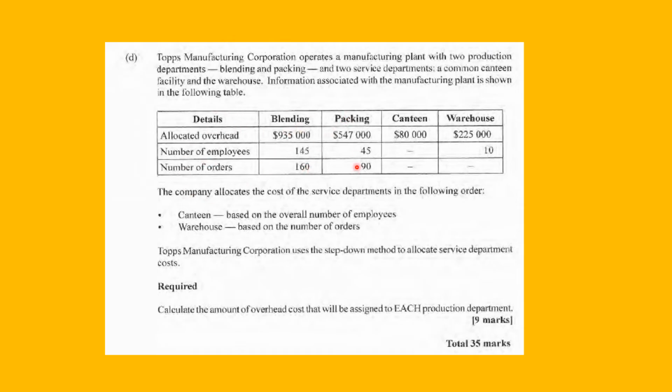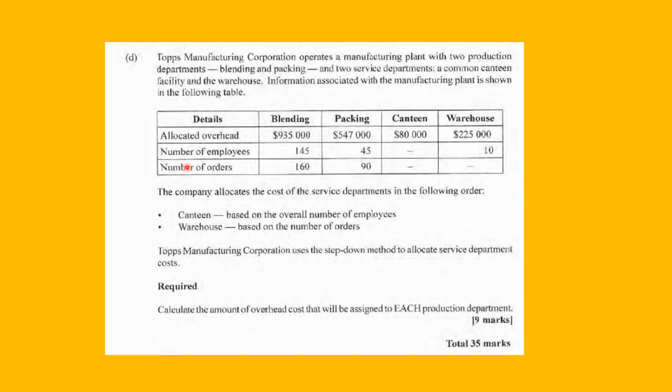We have a column for each one of the departments. These two at the end are service departments. They are not production departments, so you don't have any units of the product being manufactured here. So what has to happen is you have to take the costs from here and allocate and apportion them to these other two. And we do it on the basis of the number of employees or the number of orders.